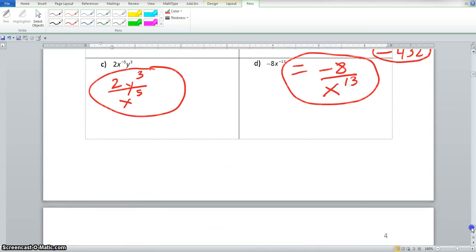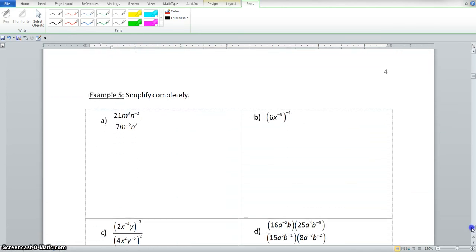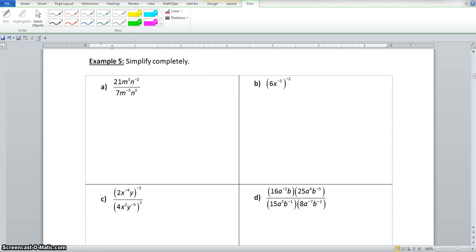So now, we move on. We have example 5. It says simplify it completely. Now, we have 21 m to the 3rd n to the negative 2 over 7 m to the negative 5 n to the 3rd. Now we know 21 divided by 7 would give us 3. 3 will remain in our numerator.